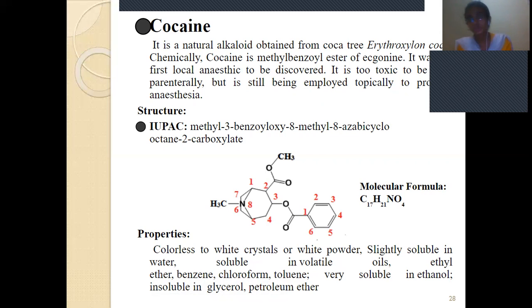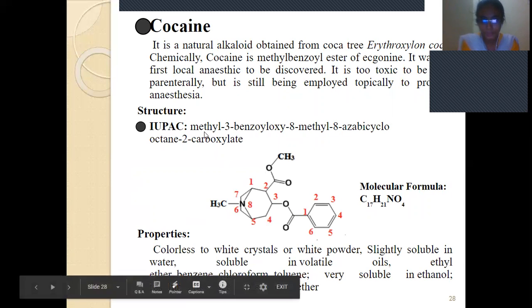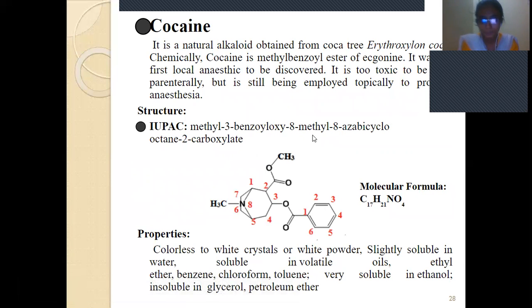If we give it through the parenteral route it is more toxic, but we can give it topically, by applying it on the skin. This is the structure of cocaine. If you see the IUPAC name, it is methyl 3-benzoyloxy-8-methyl-8-azabicyclo octane-2-carboxylate.